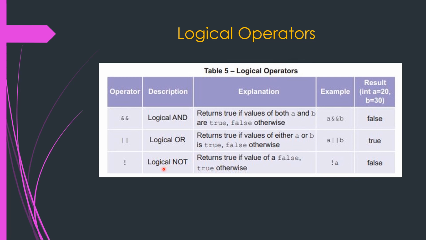Then is logical NOT. It returns true if the value of A is false, true otherwise. Means if we use this logical NOT operator with the operand or with the condition, then if the condition is true, it will return false, and if the condition is false, it will return true. Means it will do things in reverse order. So I hope you understood all these operators very well.